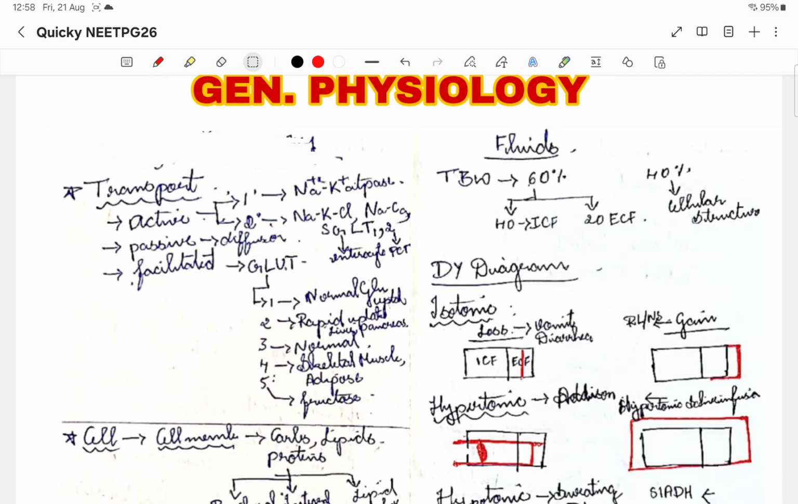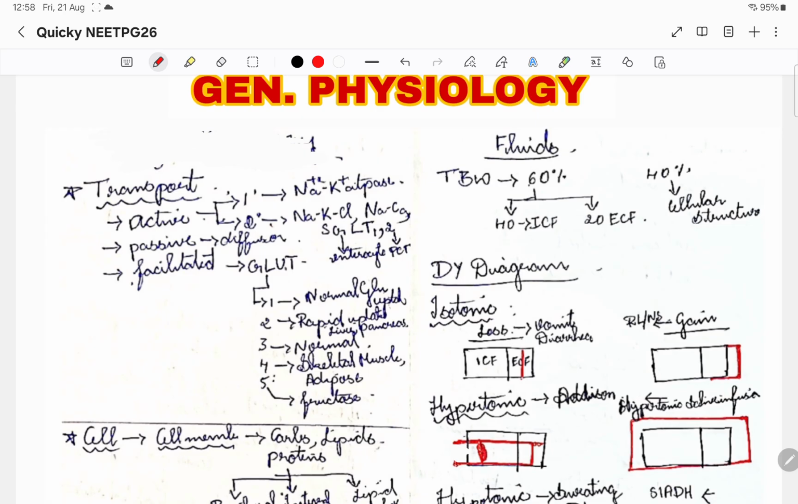So basically active transport means there is utilization of energy, and the examples are what is important here. Then moving on to passive transport, it is diffusion of salts or water, everything through diffusion. This is a passive method of transport.